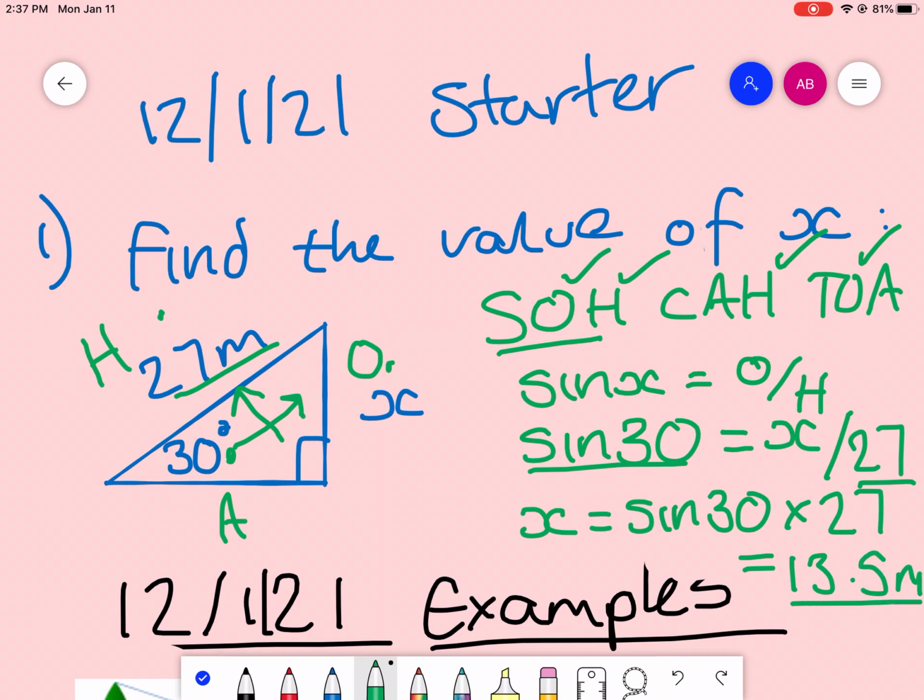Okay, hopefully you managed to get that. If you didn't, please read through the solution again. Make sure you understand where everything's coming from.